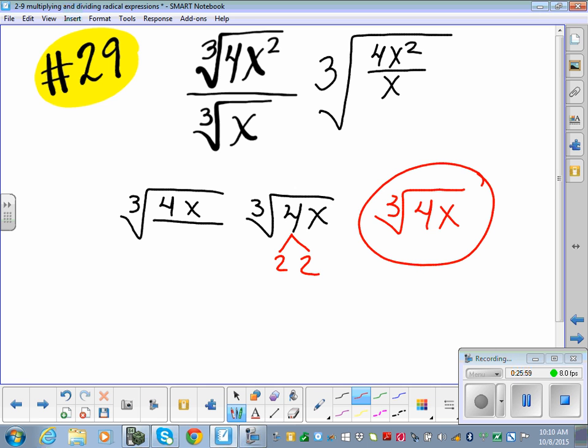Bring them together, simplify it, and then simplify the root. That's the steps. Okay, do you feel comfortable to go?